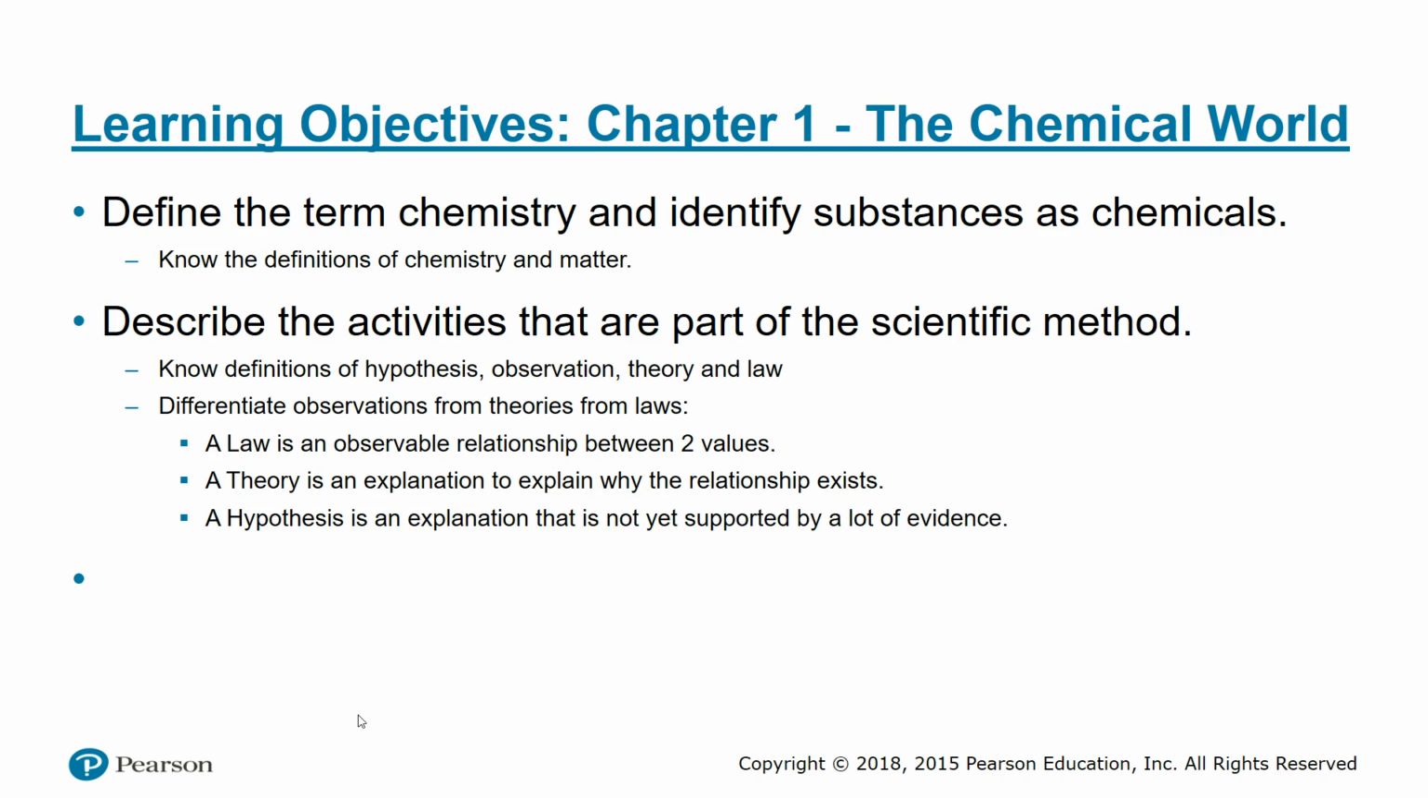So some real simple basic definitions. A law is an observable relationship between two values. I'm going to give you a couple of different ways to say that same thing today. A theory is an explanation to explain why the relationship exists. And a hypothesis is an explanation that is not yet supported by a lot of evidence. So the hypothesis, think instantaneous, versus theory, think something that's been going on a long time.